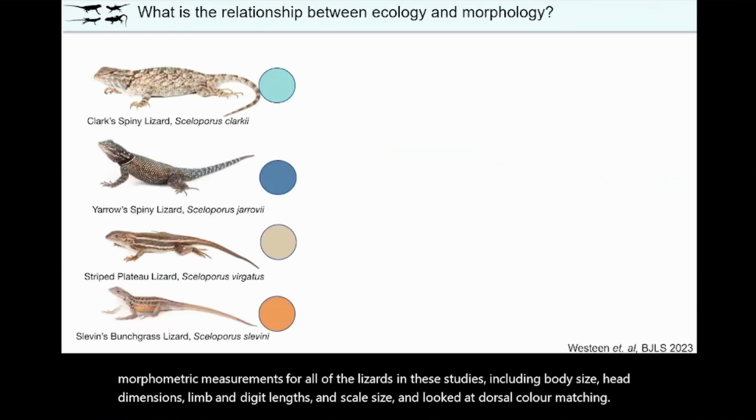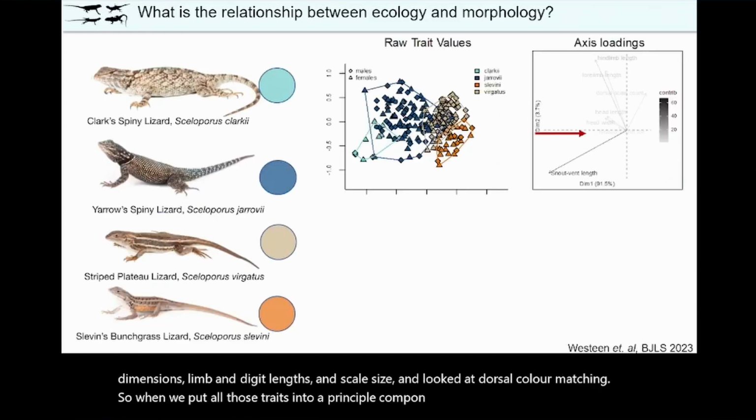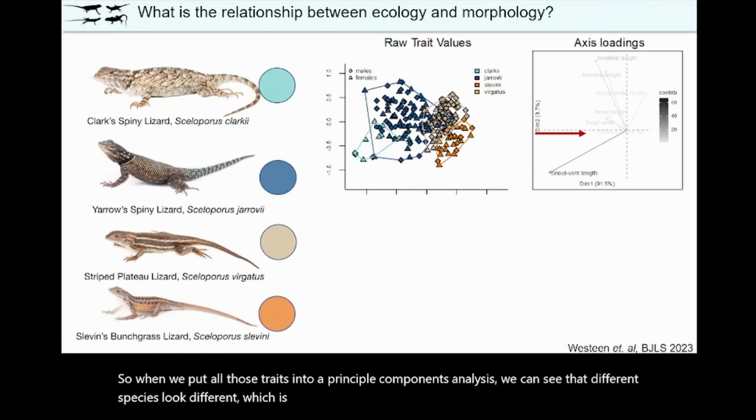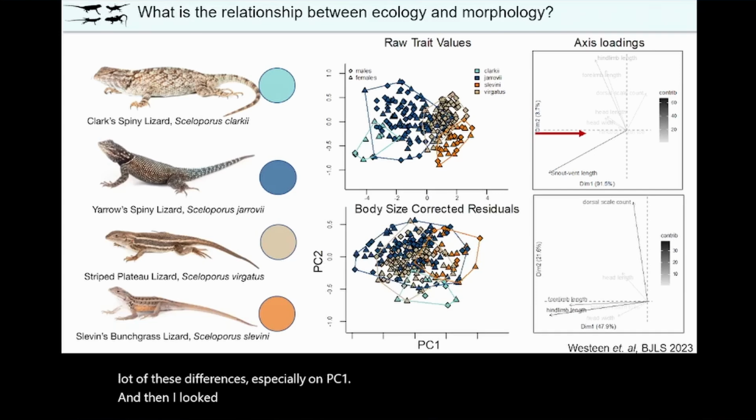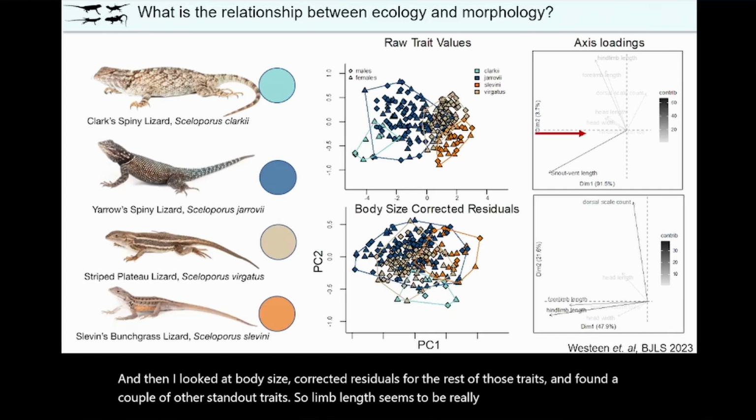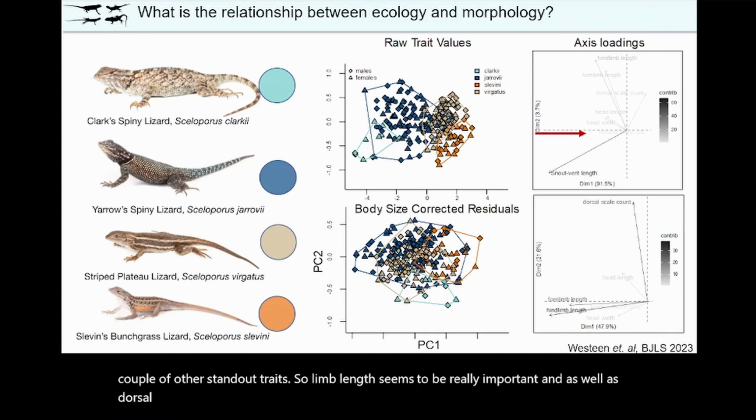So when we put all of those traits into a principal components analysis, we can see that different species look different, which is always reassuring. We found that body size contributed to a lot of these differences, especially on PC1. And then I looked at body size corrected residuals for the rest of those traits and found a couple of other standout traits. So limb length seemed to be really important, as well as dorsal scale size.